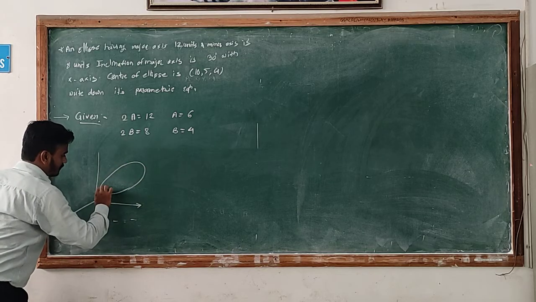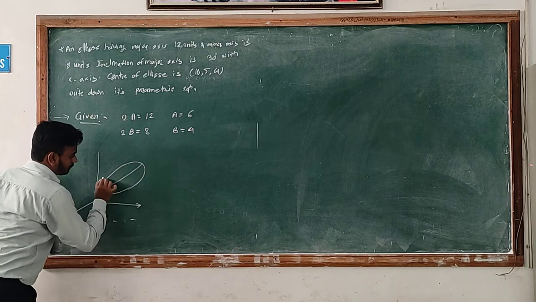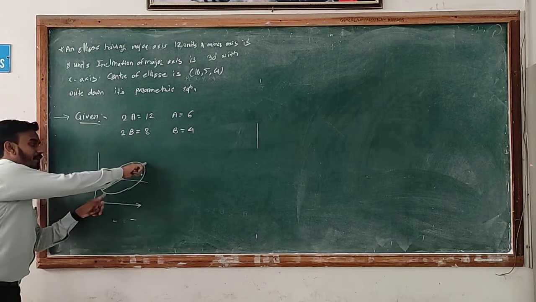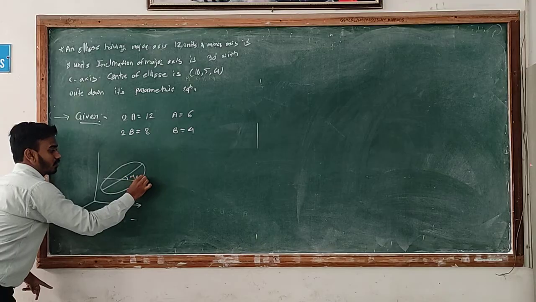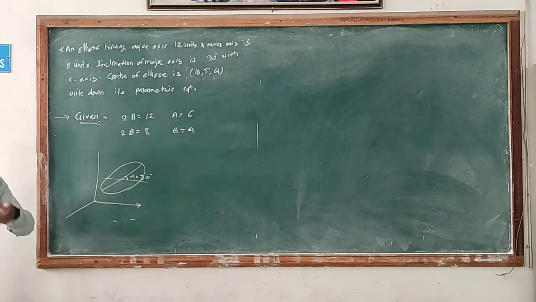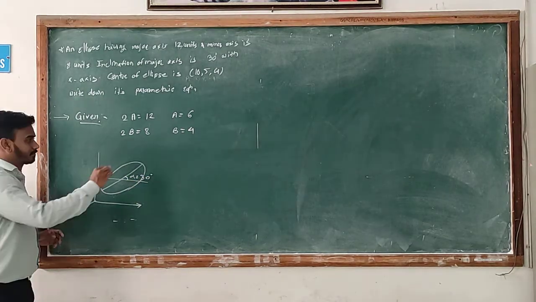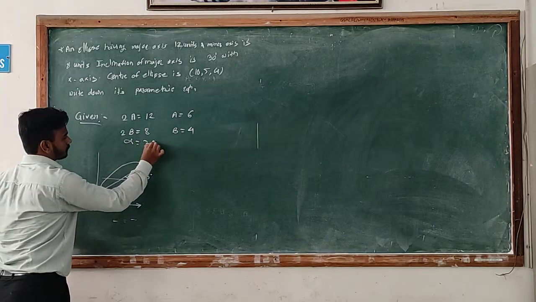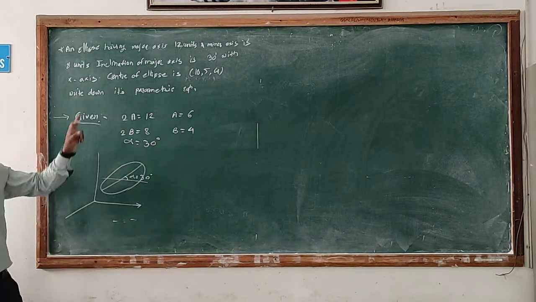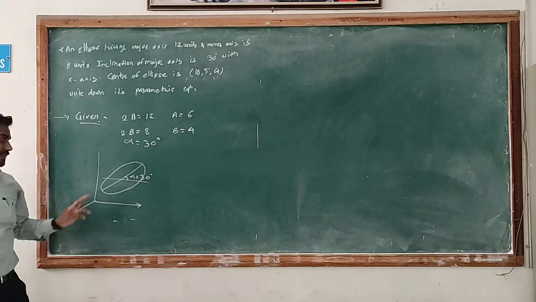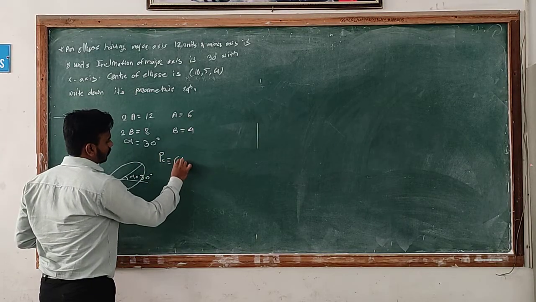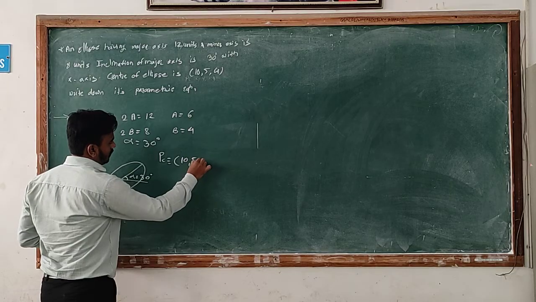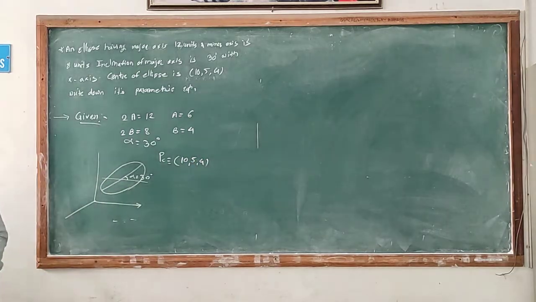this is our ellipse, this is the major axis of the ellipse, and this is our x-axis. So this angle is equal to 30 degrees. This angle is alpha, it is 30 degrees. So alpha is 30 degrees. They also give the coordinates of the center of the ellipse, that is PC is equal to (10, 5, 4). This is the ellipse.